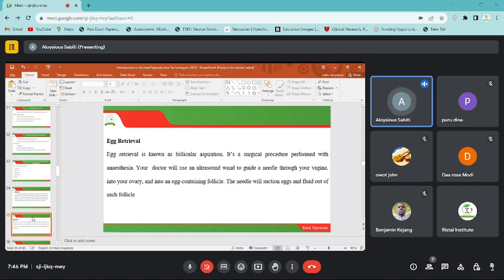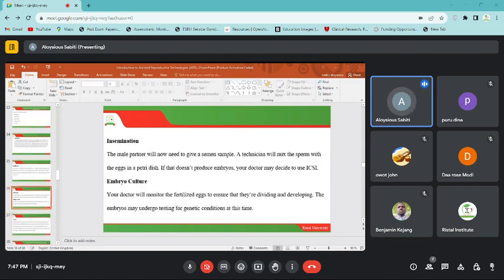So what happens is that using what we call the laparoscopy, or what people are calling here an ultrasound one, the physician can look into the woman's reproductive system. They will slightly put in that particular needle, and they can extract or retrieve those eggs.